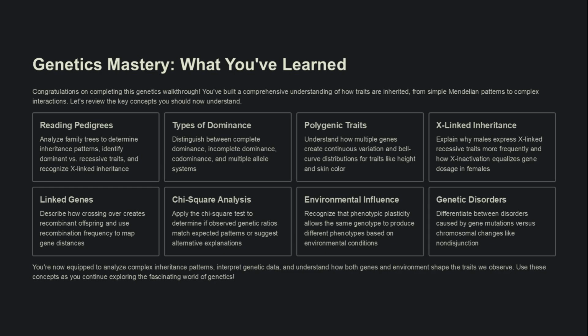Congratulations on completing this genetics walkthrough. You've built a comprehensive understanding of how traits are inherited, from simple Mendelian patterns to complex genetic disorders. Review key concepts like types of dominance, polygenic traits, X-linked inheritance, linked genes, chi-square analysis, environmental influence, and genetic disorders. Use these insights to analyze complex inheritance patterns and understand how both genes and environment shape traits.